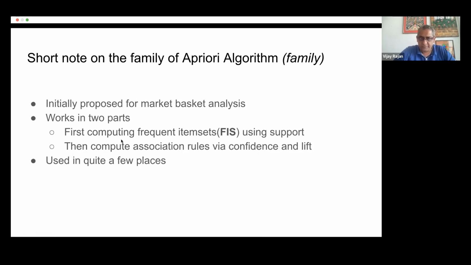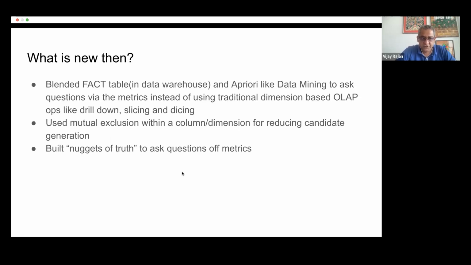And it's used in quite a few places, this association rule mining. What's new then? I blended the fact table in the data warehouse and Apriori-like data mining to ask questions via metrics. So I ask questions via numbers instead of using the traditional dimension-based OLAP operations of drill down and slicing and dicing. So I'm getting directly to the point. Hey, just tell me the answer. Don't tell me what it is by country, what it is by age group. I don't have the time for that, right? I want the answer directly.